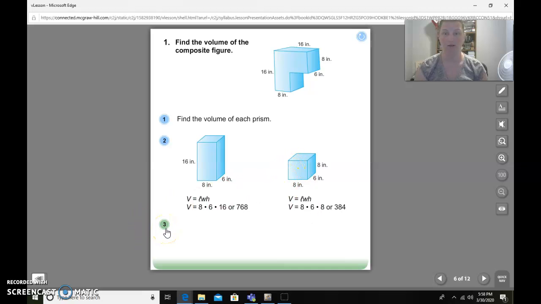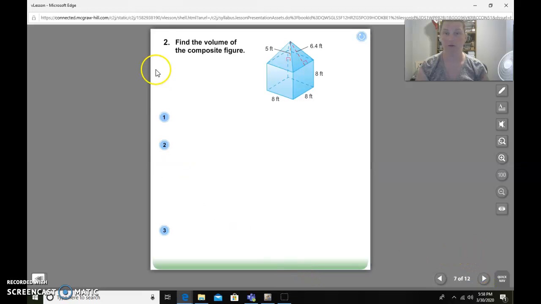All right. Then you're going to add the volume of this plus the volume of this. The volume is 768 plus 384, or 1,152 cubic inches. Okay? Now, we're going to do it again.